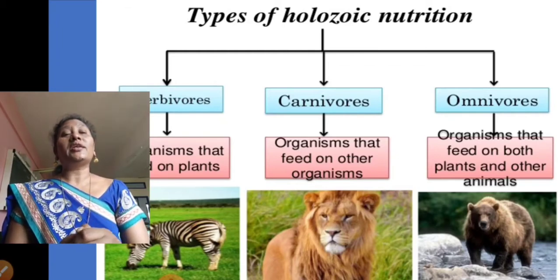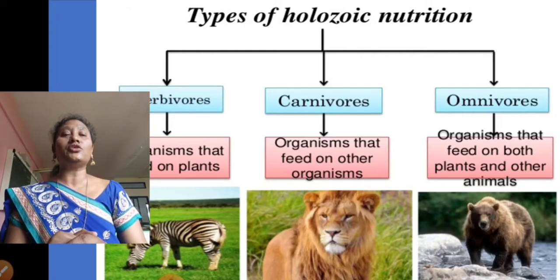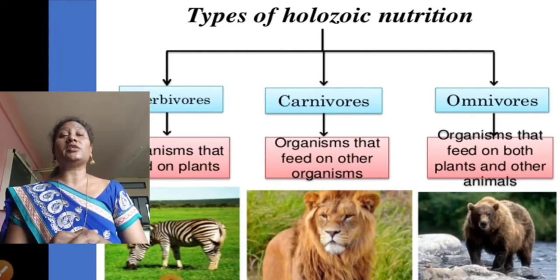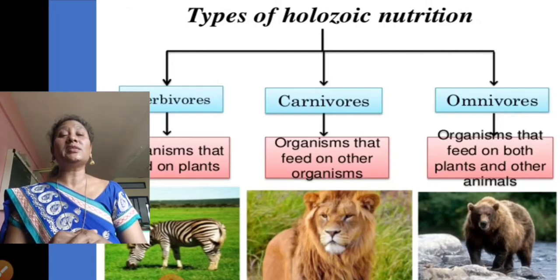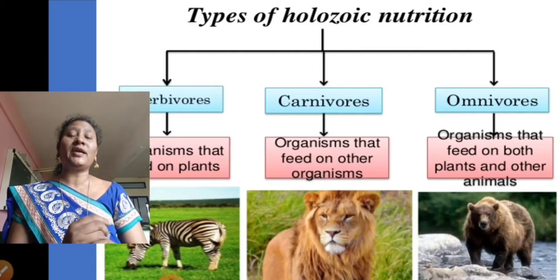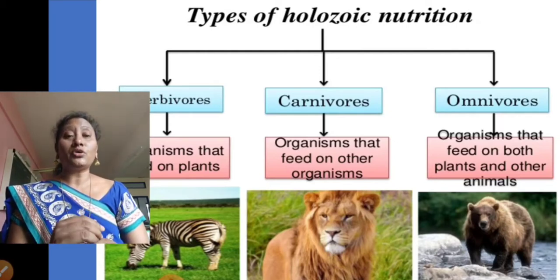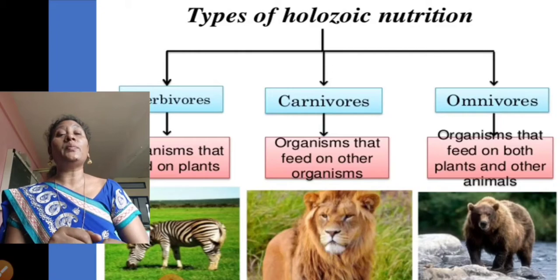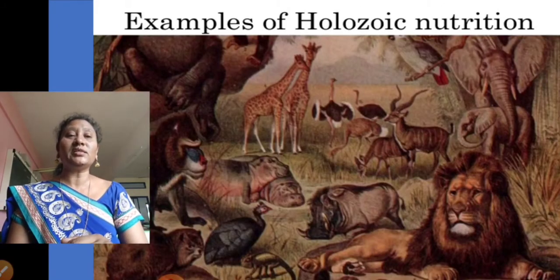Next is types of holozoic nutrition. What are the different types of holozoic nutrition? Herbivores, carnivores, omnivores. There are three types of organisms based on holozoic nutrition. The animals which feed only on plants are called herbivorous animals. The organisms that feed on other organisms, only the flesh-eating animals, are called carnivorous animals. And omnivores are the animals which feed on both animals and plants. Such a type of nutrition is called omnivorous.